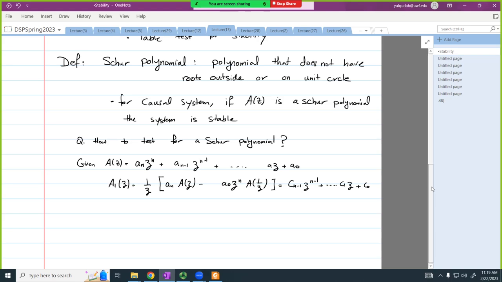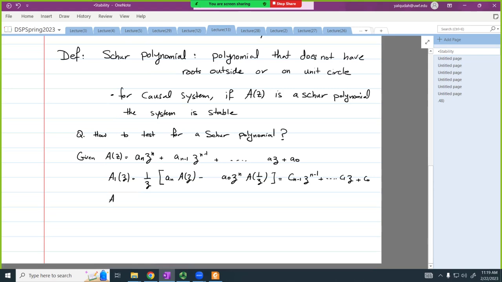Now A(z) is going to be Schur if and only if the absolute value of a_0 is less than or equal to a_n. So this is the first condition. And the second, A1(z) is a Schur polynomial. And this process is recursive.